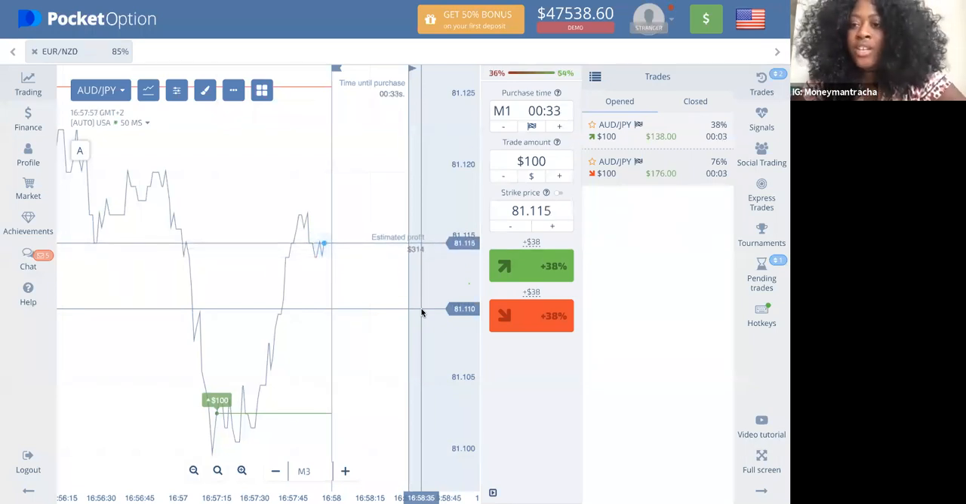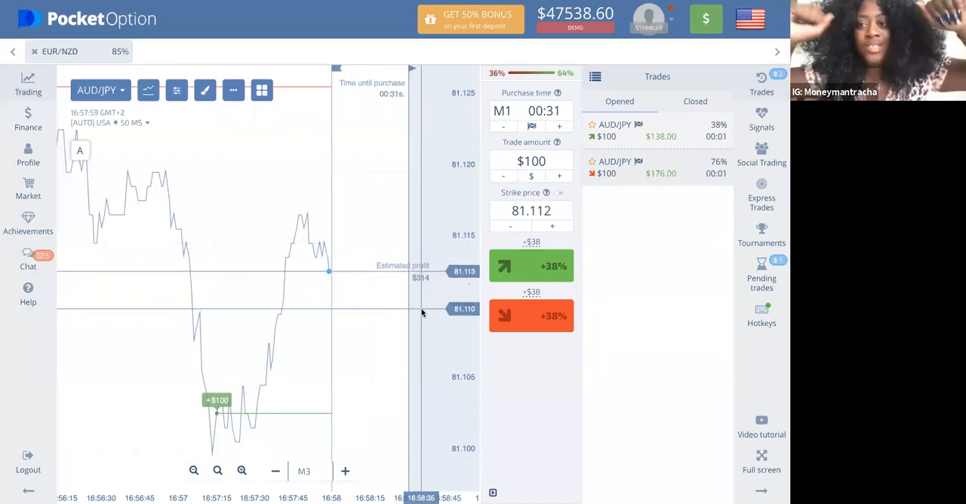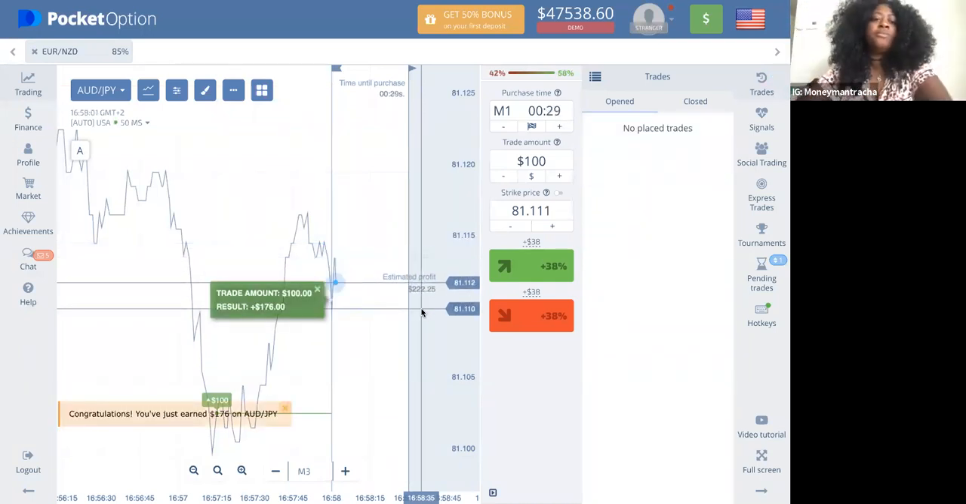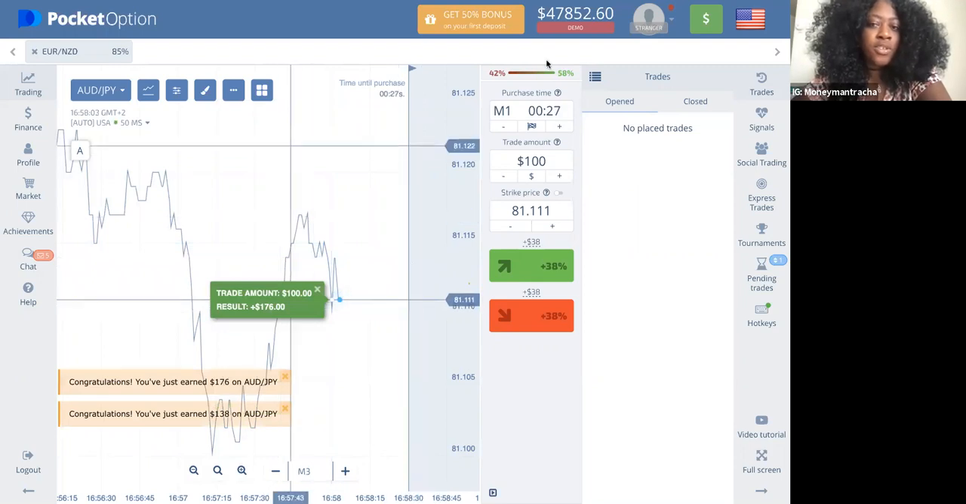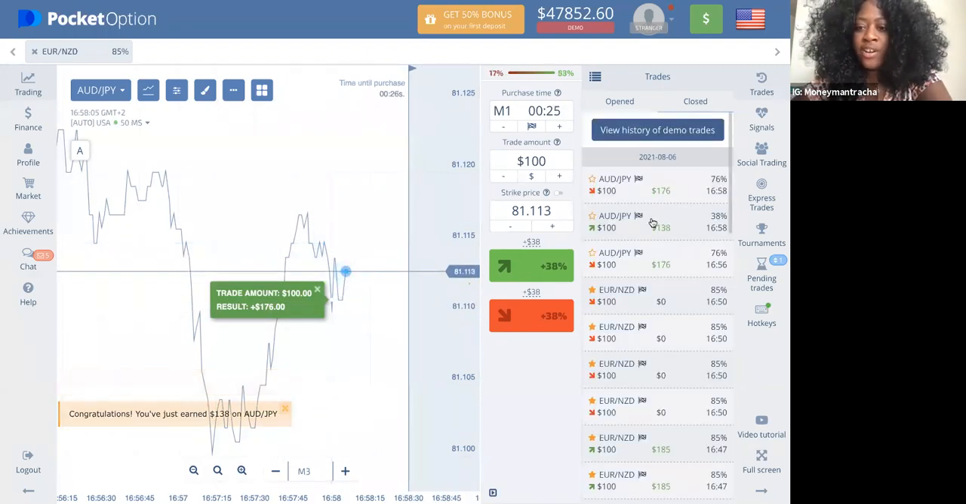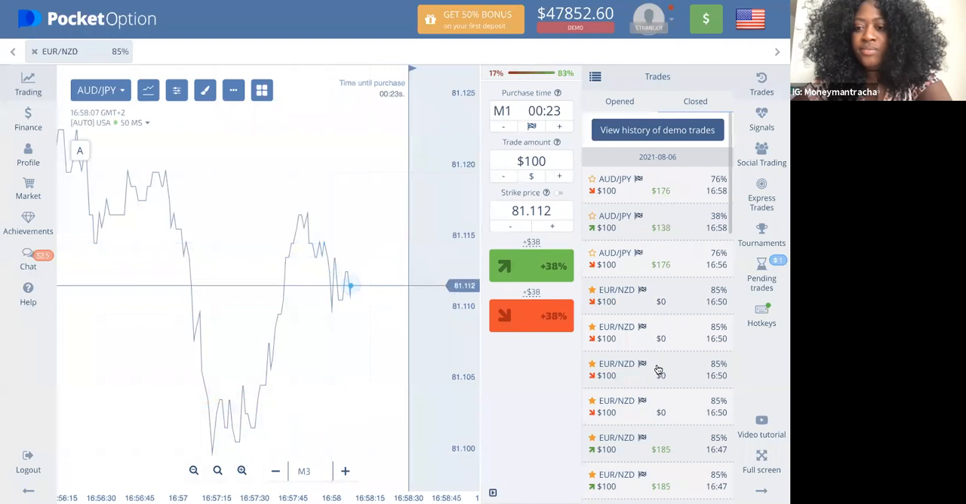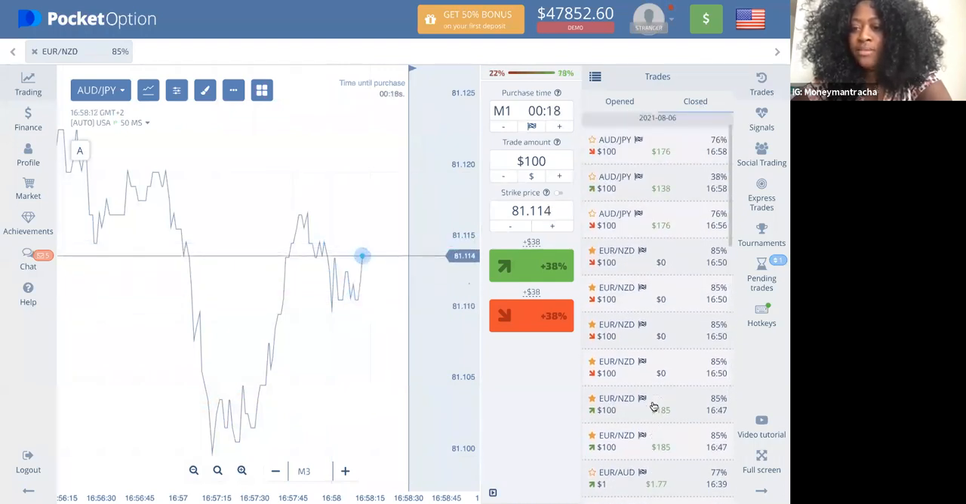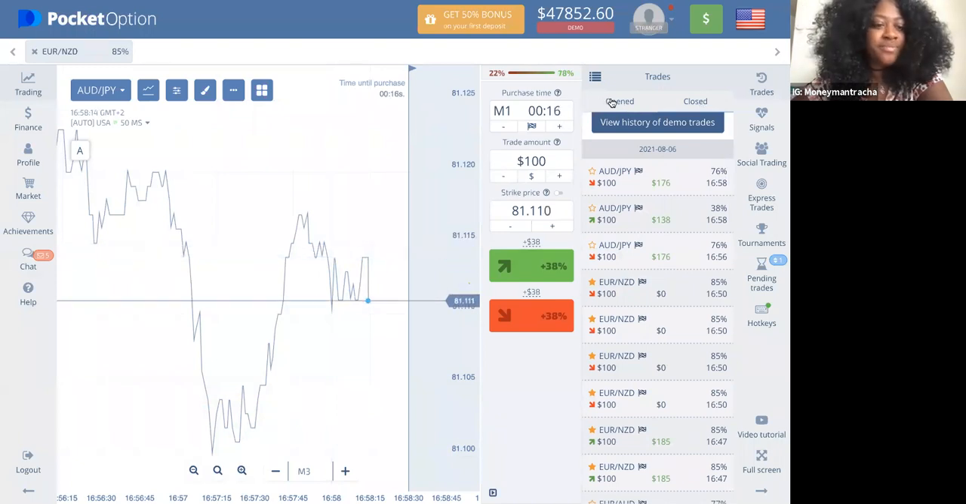But yeah, we about to clear this buy and this sell. Woo! Awesome sauce. Look at this record, y'all. I don't know what happened down here. But we was doing pretty good.